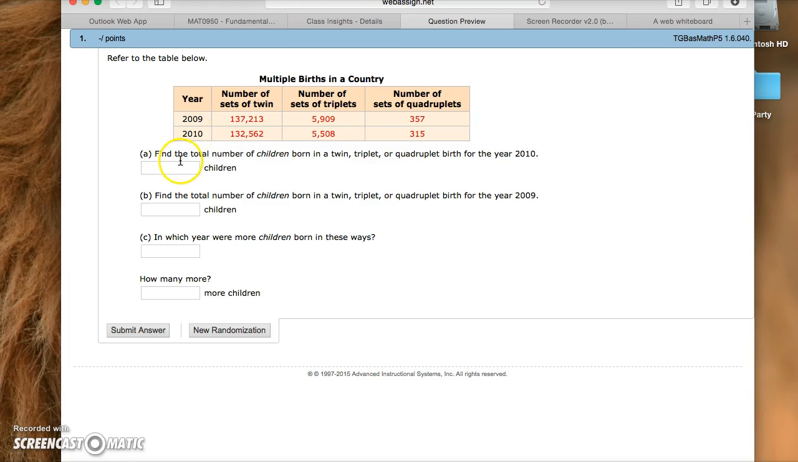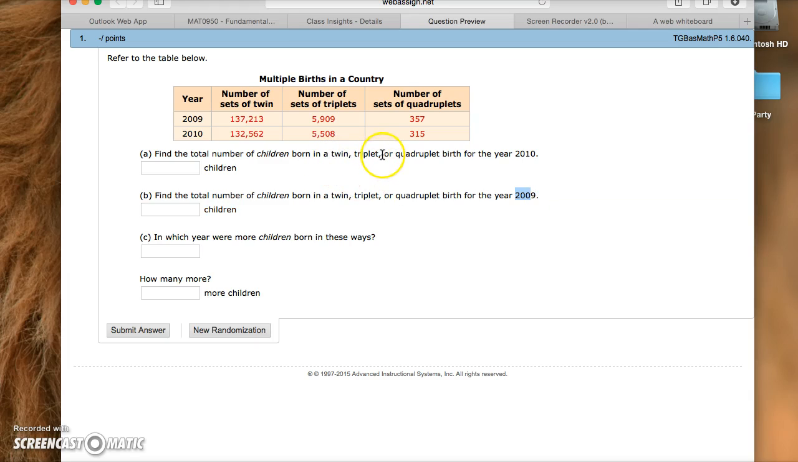So for part A, it says find the total number of children born in a twin, triplet, or quadruplet birth for the year of 2010. A couple of important things to note here, guys. Notice that in part A, we're only interested in the year 2010, meaning that we're only going to be interested here in row number 2. The data we see up here in row number 1 only pertains to the year 2009. That's going to come here in part B.